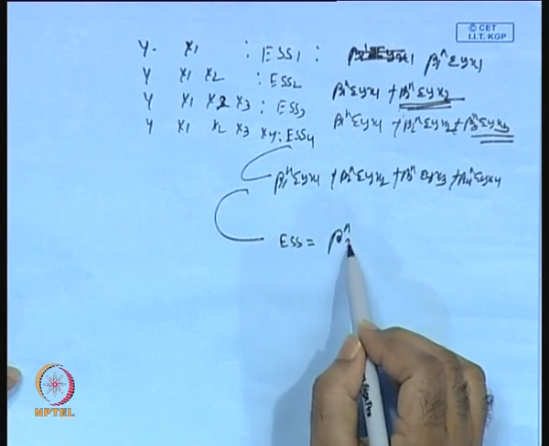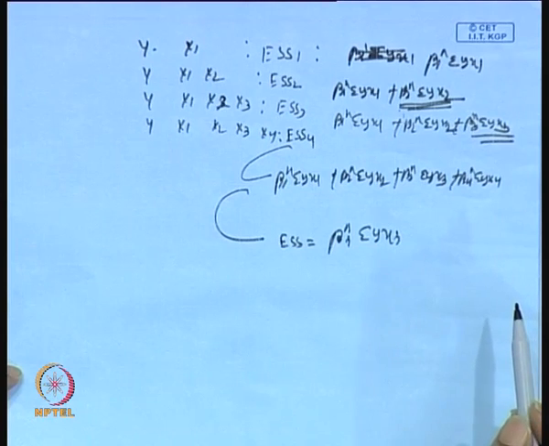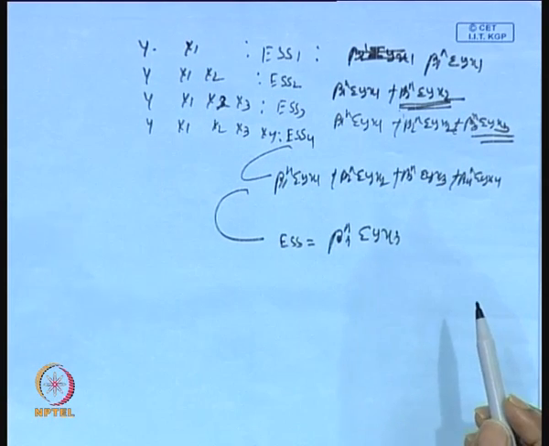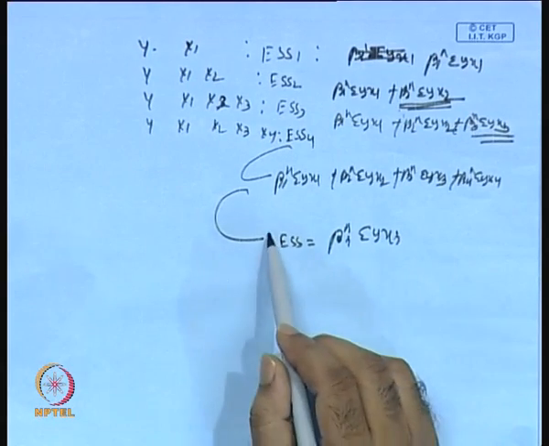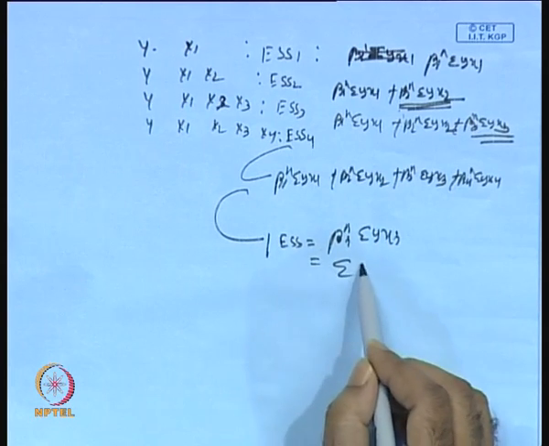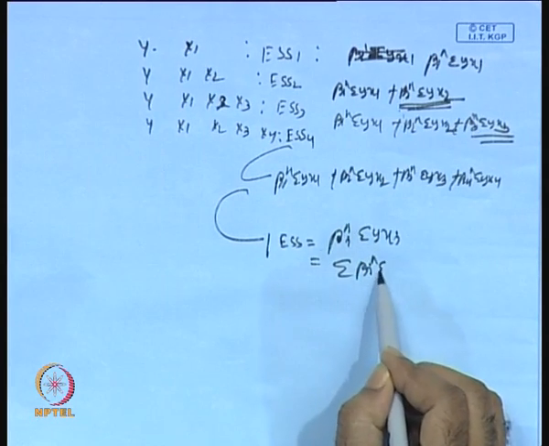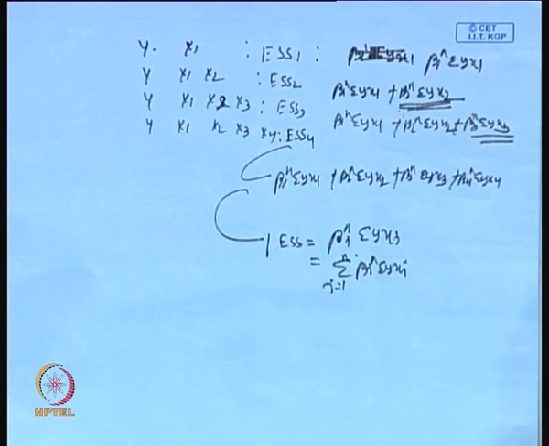beta i hat summation y xi. So, this is the general format. Of course, it is better to write it this way: beta i hat summation y xi, i equal to 1 to n. So, this is the ESS format.